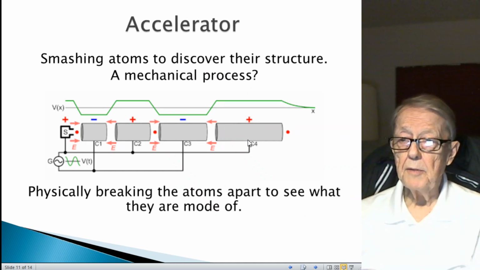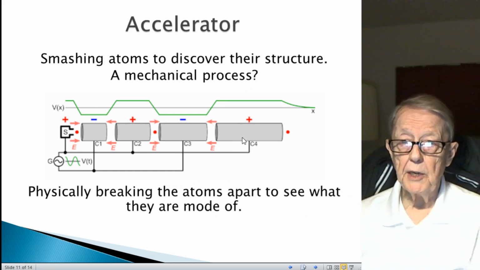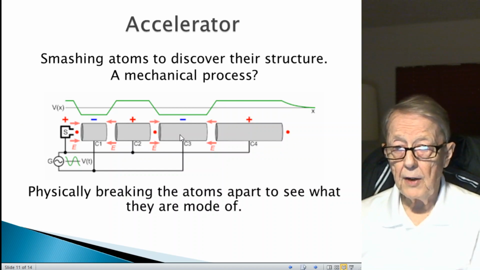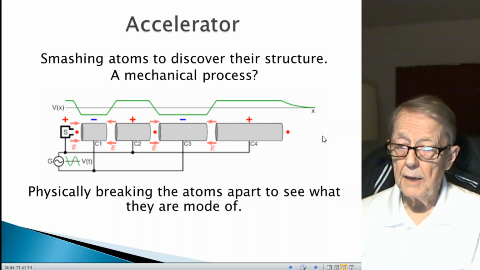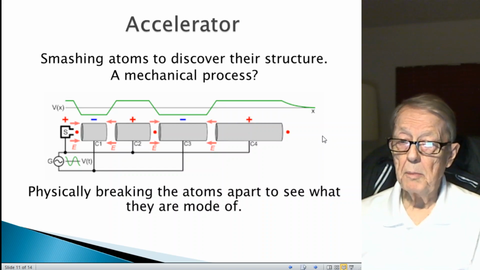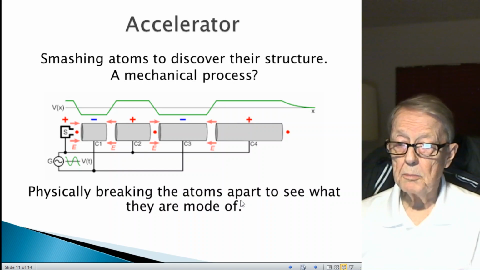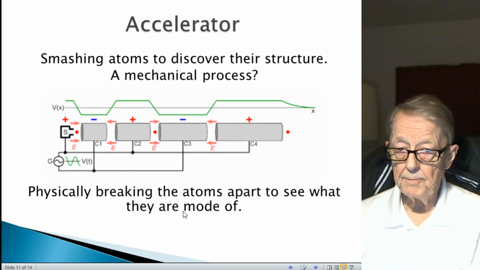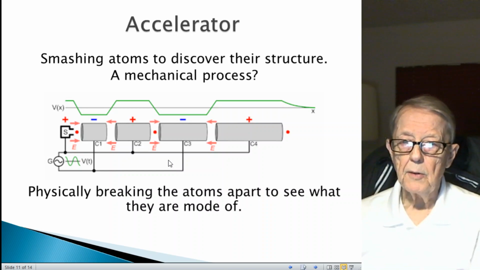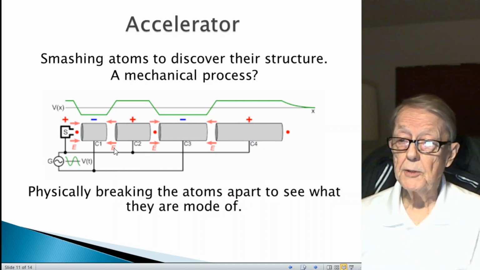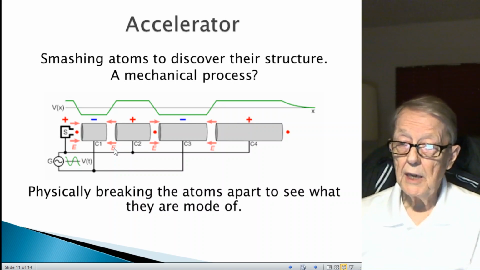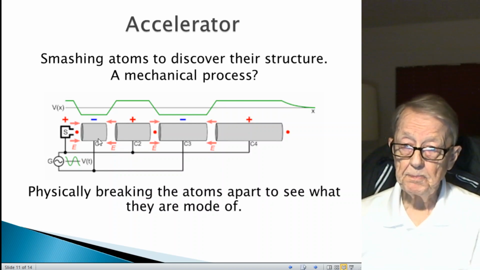Well, this reminds me of a particle accelerator smashing atoms to discover their structure. And yeah, if you follow this to the target, what you're doing is blowing them apart. You're physically breaking the atoms apart to see what they are made of. Anyway, we've been doing this for years, right? Smashing them to find out what they're made of, what the parts of each atom, each particle are.